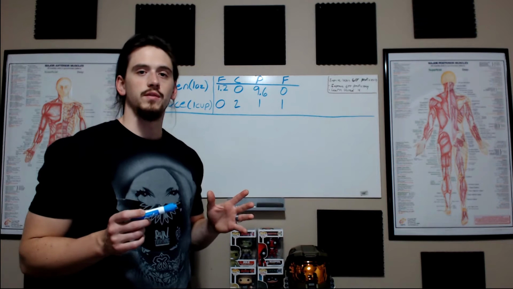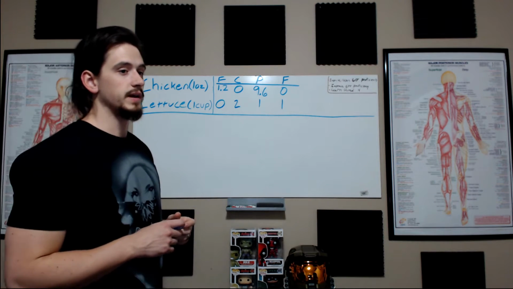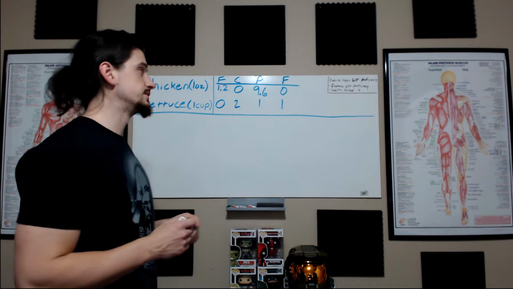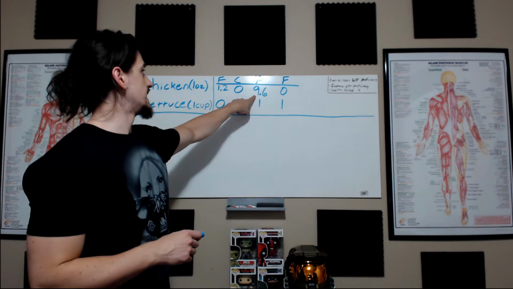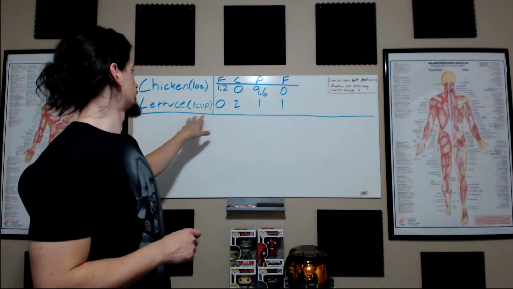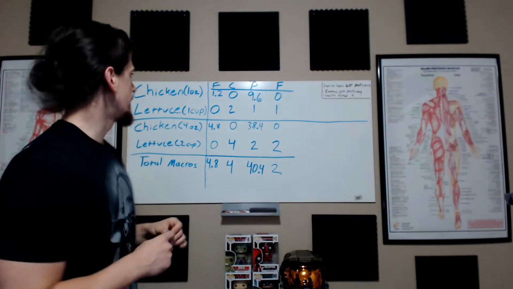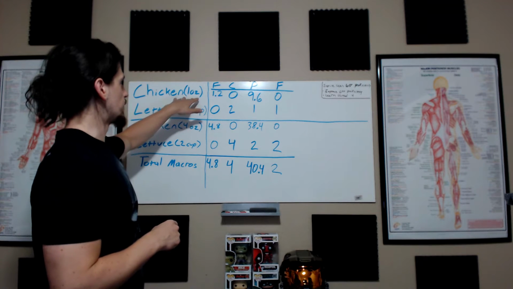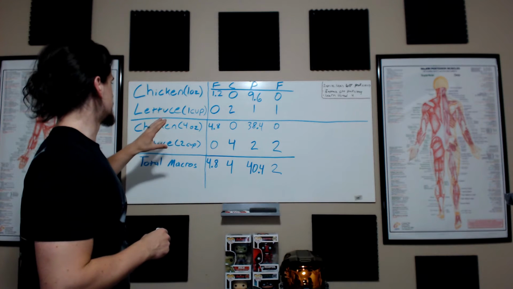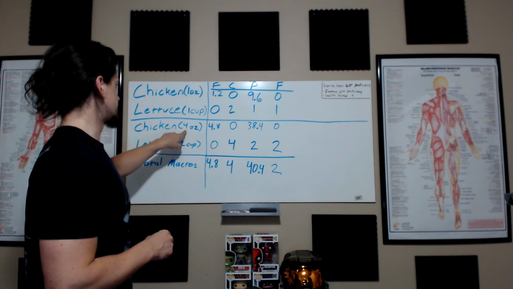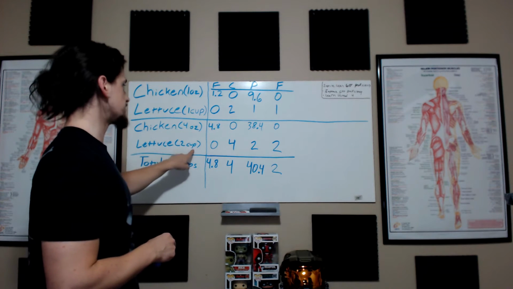Okay, so what I've done, I've thrown up 1 ounce of chicken and 1 cup of lettuce here, and we have the macros for 1 serving of each of those. For chicken, 1 ounce is 1.2 fat, 9.6 protein, and for the lettuce 0 fat, 2 carbs, 1 protein, 1 fiber. Below it we have the macros for 4 servings of chicken and 2 servings of lettuce. So 4 ounces of chicken and 2 cups of lettuce.